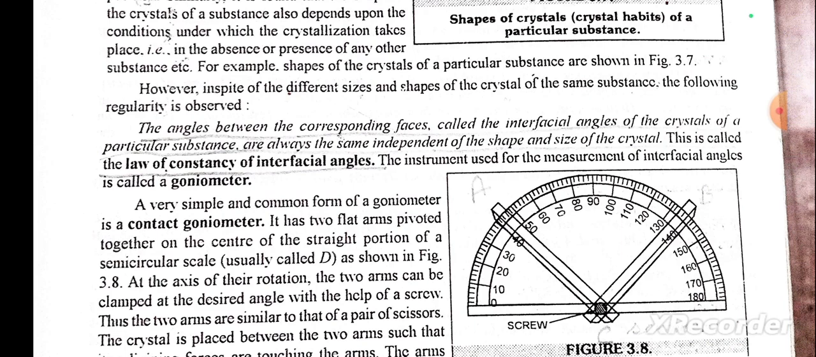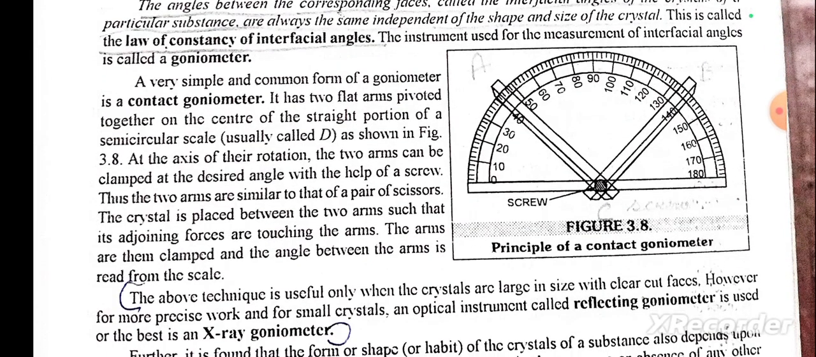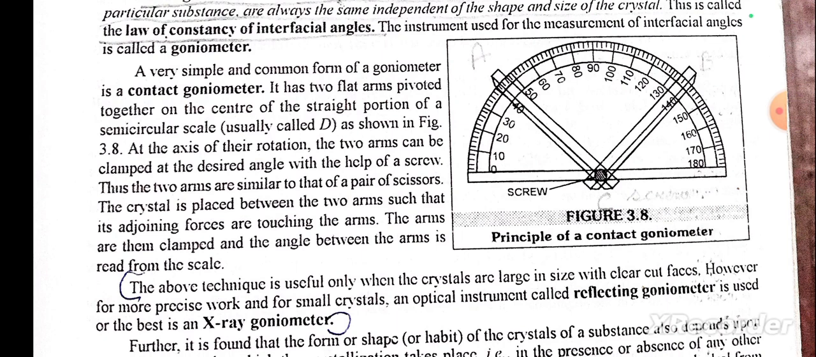The instrument used to measure the interfacial angle is called a goniometer. A very simple and common form of the goniometer is the contact goniometer. It has a fixed arm and a movable arm pivoted at the center of the straight portion of the semicircular scale shown in figure 3.8. At the angle of their position, the two arms can be clamped to fix the angle with the help of a screw.